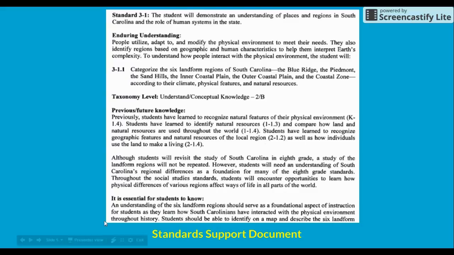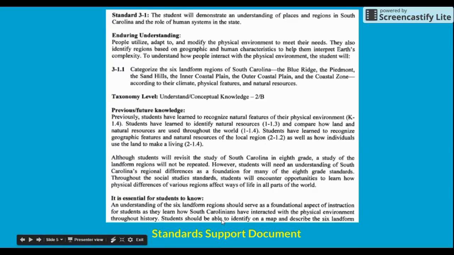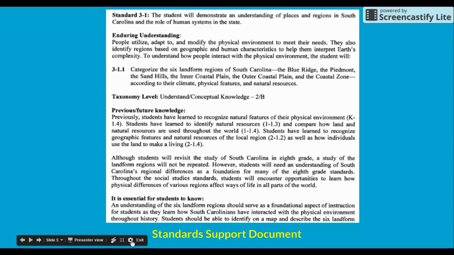Here you see a page from the support document, and as you can see, it has several components as well. There is the standard again, the enduring understanding also repeats, as well as the indicator. And then you get into some more detailed information. It includes the taxonomy level, which would be the Bloom's taxonomy level, and then the support document for each indicator gives very pertinent information on the content for each indicator.